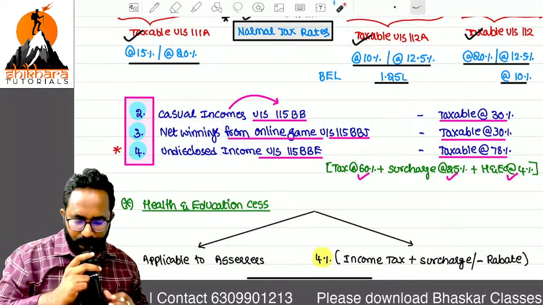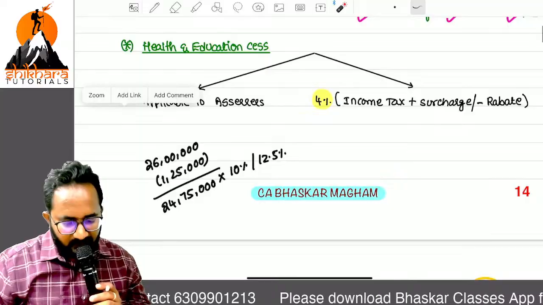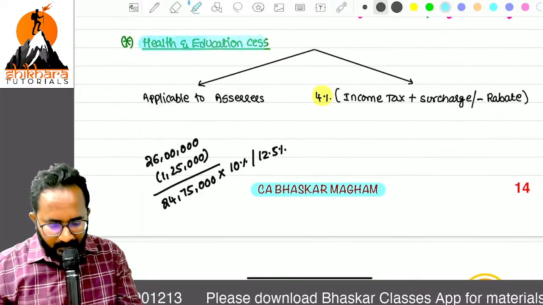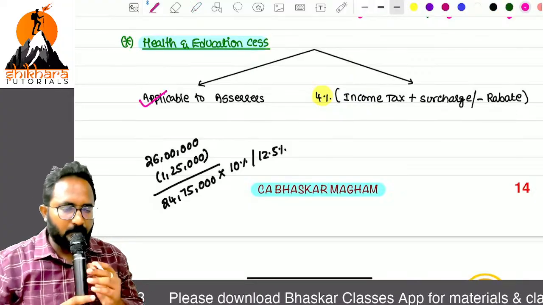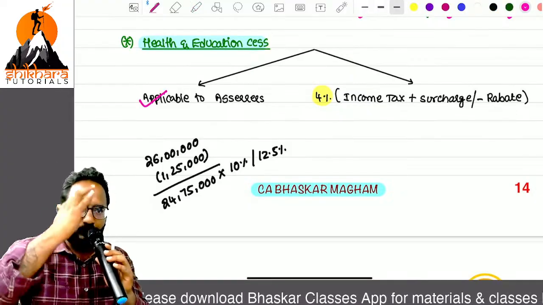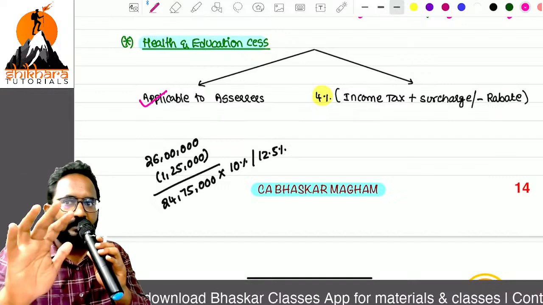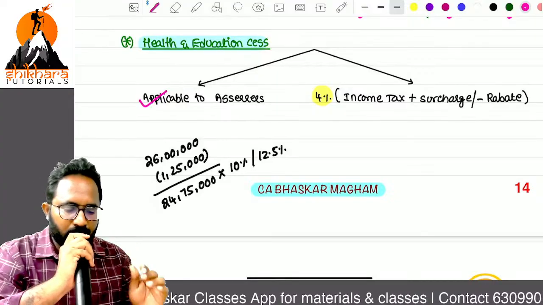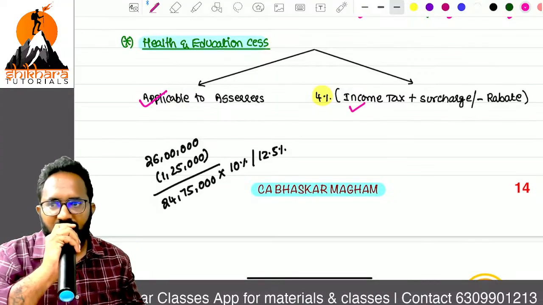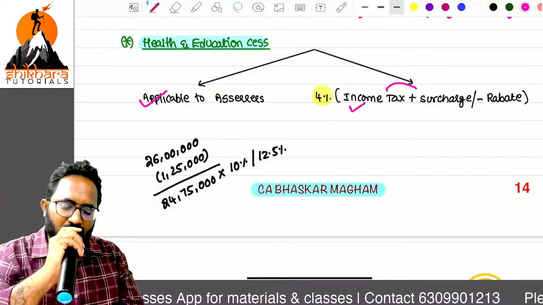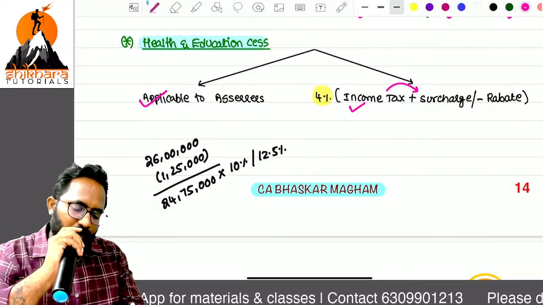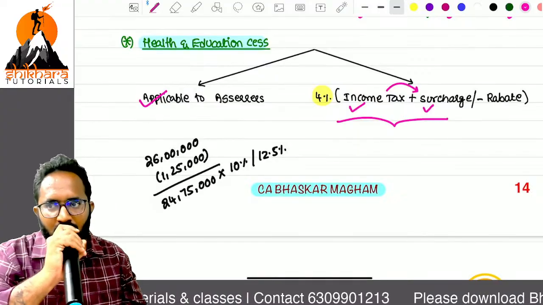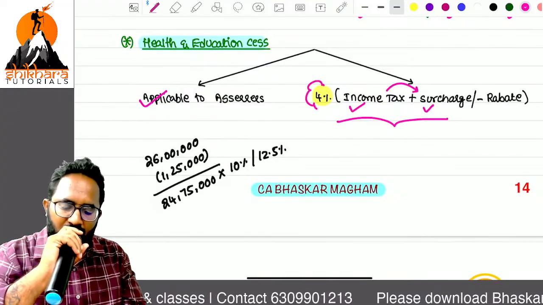Clear? Now, health and education cess is a very easy concept. Health and education cess is also applicable for all SSEs. While you are calculating the tax liabilities, all SSEs need to add health and education cess. First calculate income tax. On this income tax, you have to calculate surcharge. So, income tax and surcharge all together, whatever you got, on this you have to apply the rate of 4%.